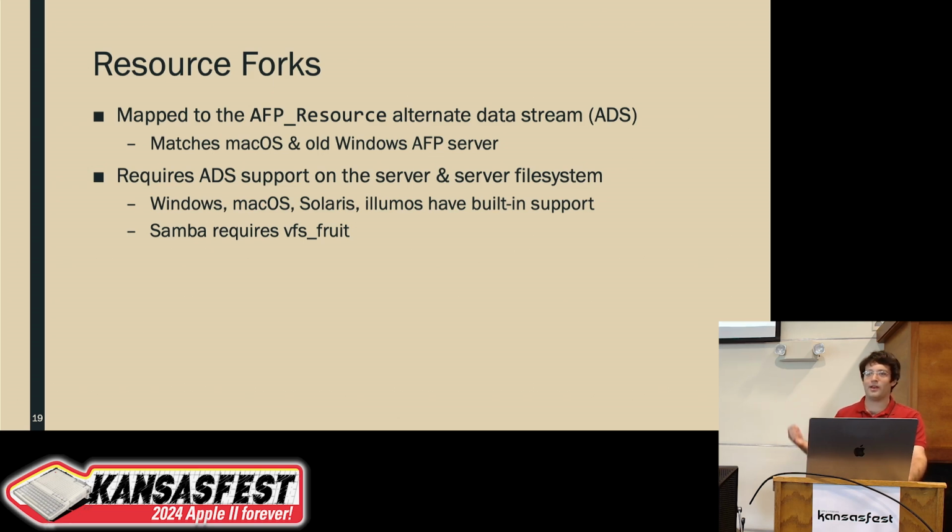And again, this will interoperate, like if you have files on a Mac with resource forks, it's the same representation, so it will interoperate with that, and you can move them back and forth. One thing is that this does require alternate data streams to be supported on the server, which, as I mentioned, Windows has that support built in. macOS has it built in because it will just essentially map it to the resource fork. Solaris and Illumos also support it. Samba, you need kind of this extra module called VFS Fruit. So you have to set that up in the Samba configuration. And the README has instructions on how to do that.